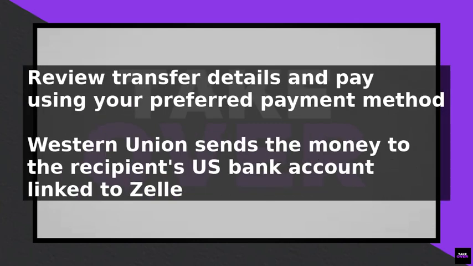Note that Western Union and Zelle may charge transfer fees, so be sure to check the fees before initiating the transfer. In summary, transferring money from Western Union to Zelle involves sending the money from Western Union to the recipient's U.S. bank account, which is then linked to Zelle. By following these steps and understanding the basics of both services, you can easily transfer money from Western Union to Zelle.